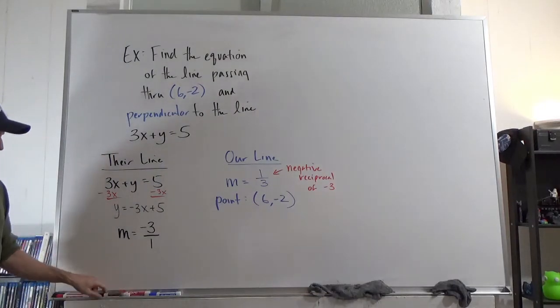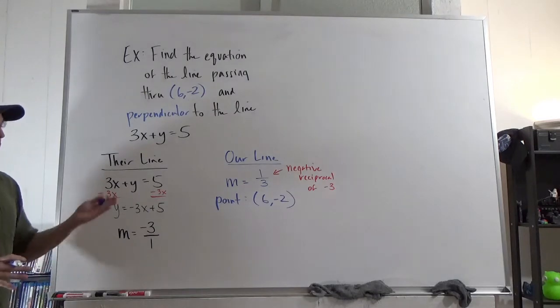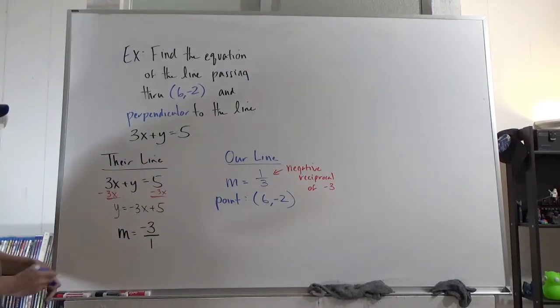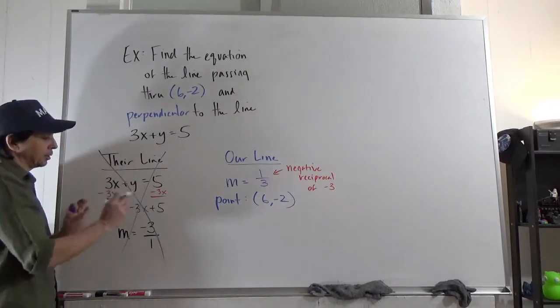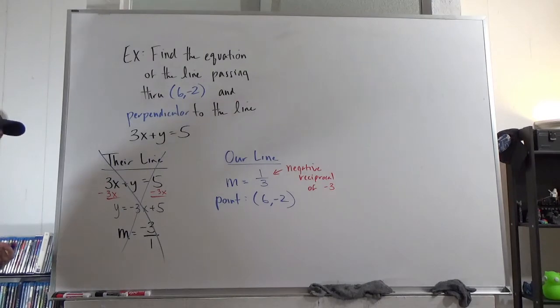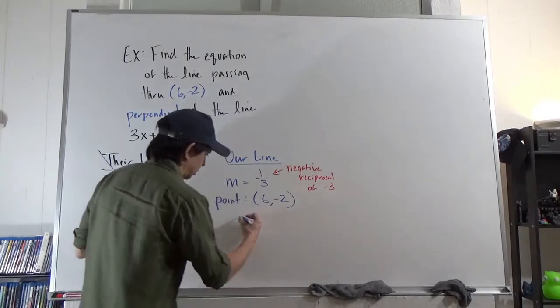One important thing to know is that I've mentioned it before, but I'm going to emphasize it again. Once we know the point it's going through and we figure out the slope that we need to use to make it perpendicular to their line, we're done with their line. You don't even go back to that. Now it's just a problem of finding the equation of a line with slope 1/3 and passing through the point 6, negative 2. You don't worry about that. We're done with that. Let me do it real quick.